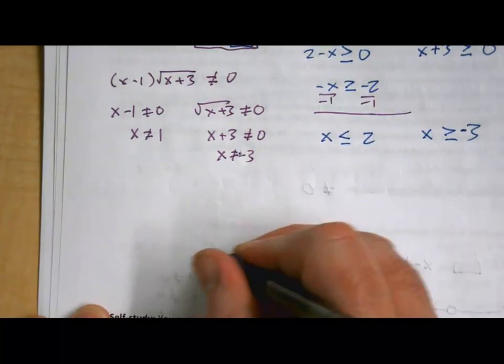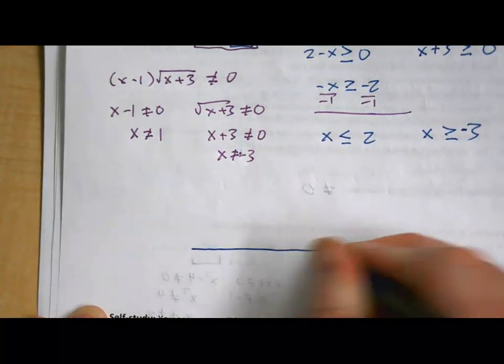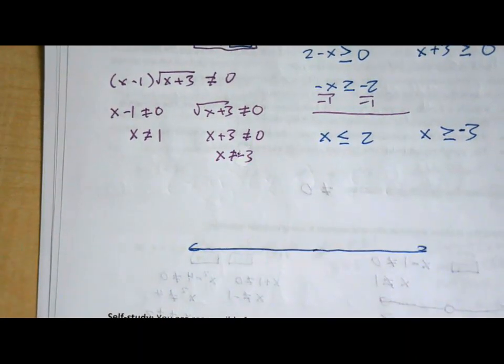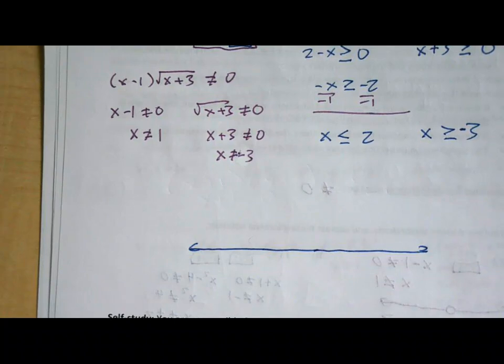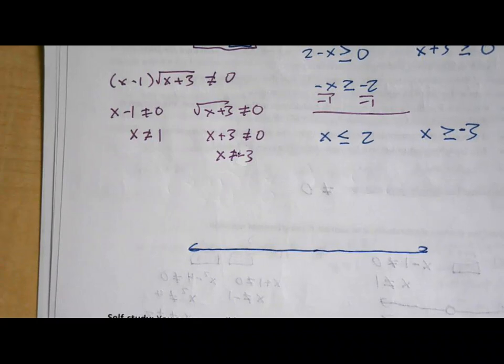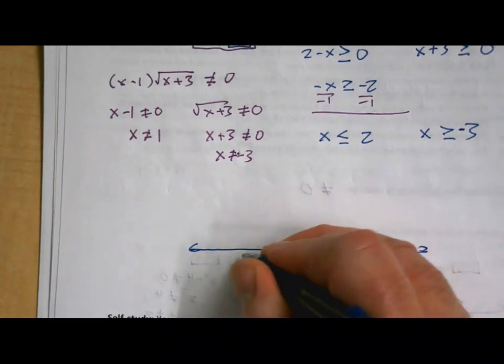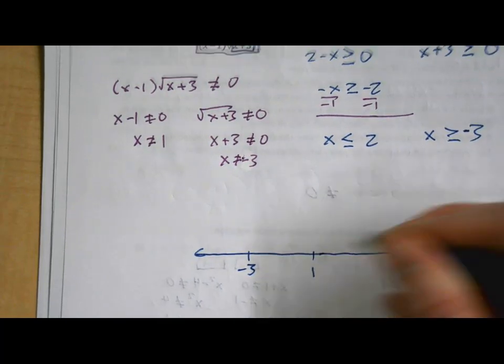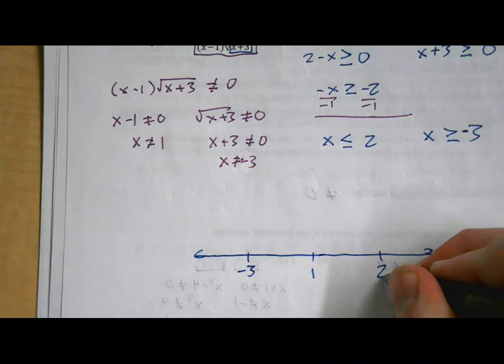So down at the bottom here, leave some space above this because you're going to want a little bit of room to write above this. And I'm going to look at all the rules that I've written so far and pull out the important numbers. The smallest one appears to be -3. We also have 1 that appears, and then the biggest one is 2.